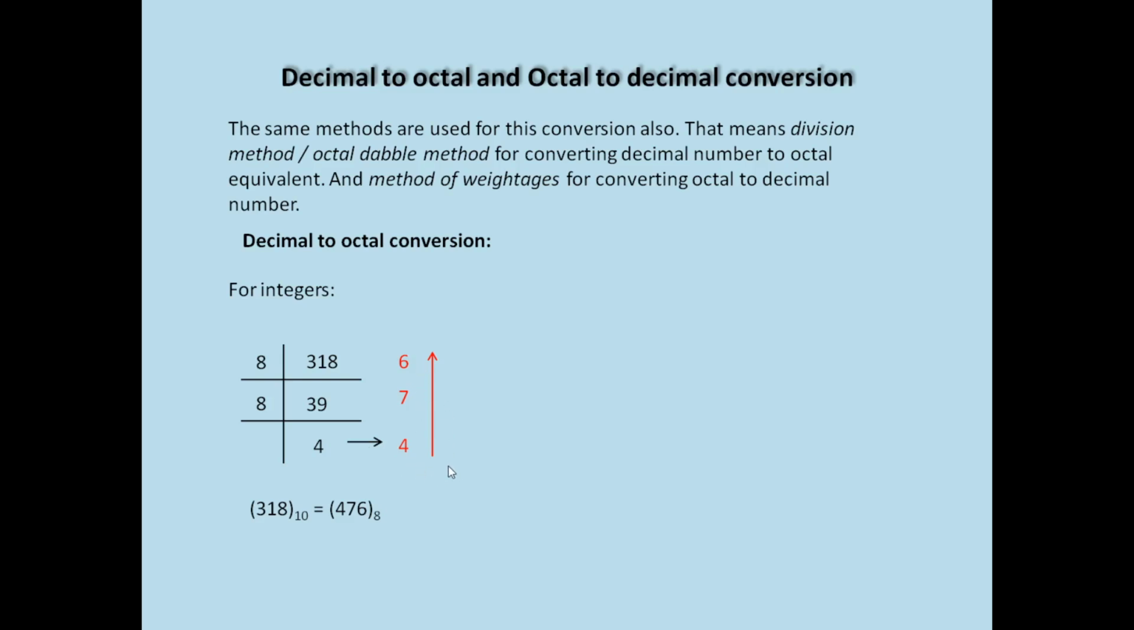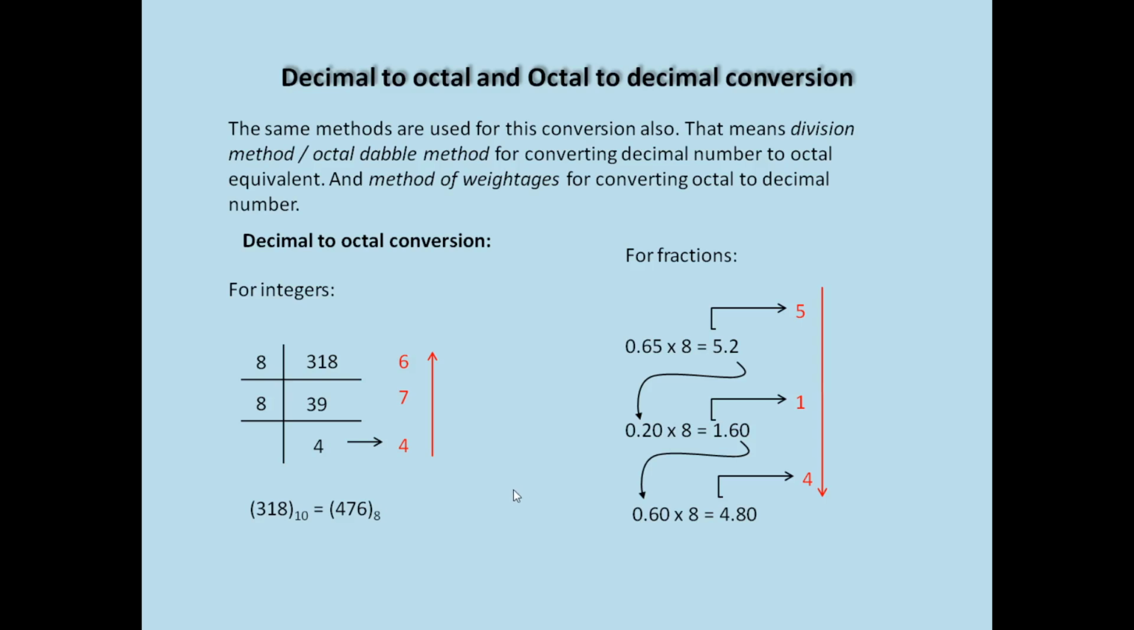The remainders taken in reverse order give you the octal equivalent of the given decimal number. So what is the octal equivalent? Remainders in reverse order: 4, 7, 6. So 318 in decimal is equal to 476 in the octal number system. See here, all the digits are between 0 and 7. Let us see the fraction.